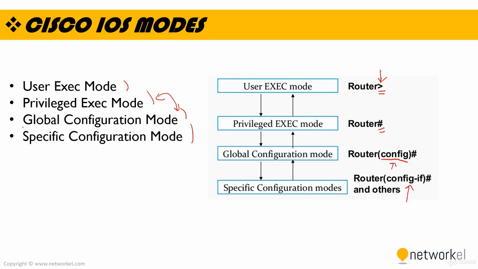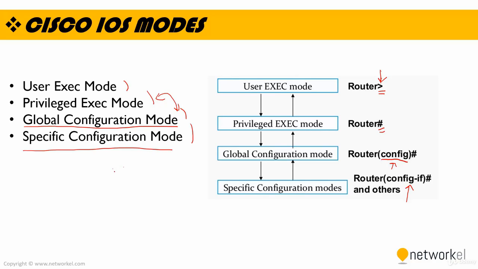When you're in global configuration mode, you can make configuration changes to the device. You can change the IP addresses, you can set the routing protocols, and so on. But when you're in privileged exec mode, you can run the show commands. You can do monitoring. This is a limited area. And the most limited area is the user exec mode. When you're in global configuration mode and you want to set an IP address to an interface, you should get into the specific configuration mode like interface mode.